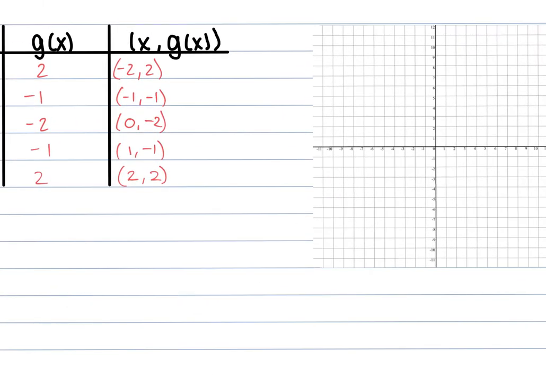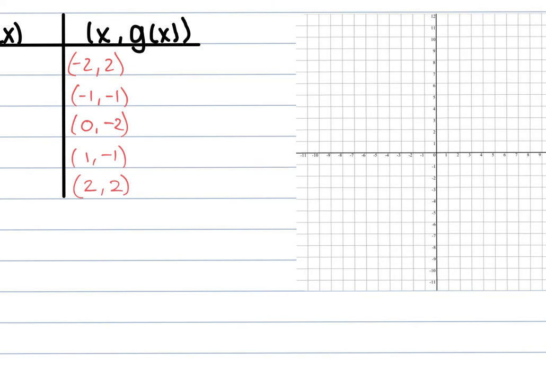Isa? You graph it, okay? All right, we're going to plot negative 2 comma 2. That's up here. Negative 1, negative 1. 0, negative 2. 1, negative 1, and 2 comma 2. And you're going to get a parabola. How pretty.